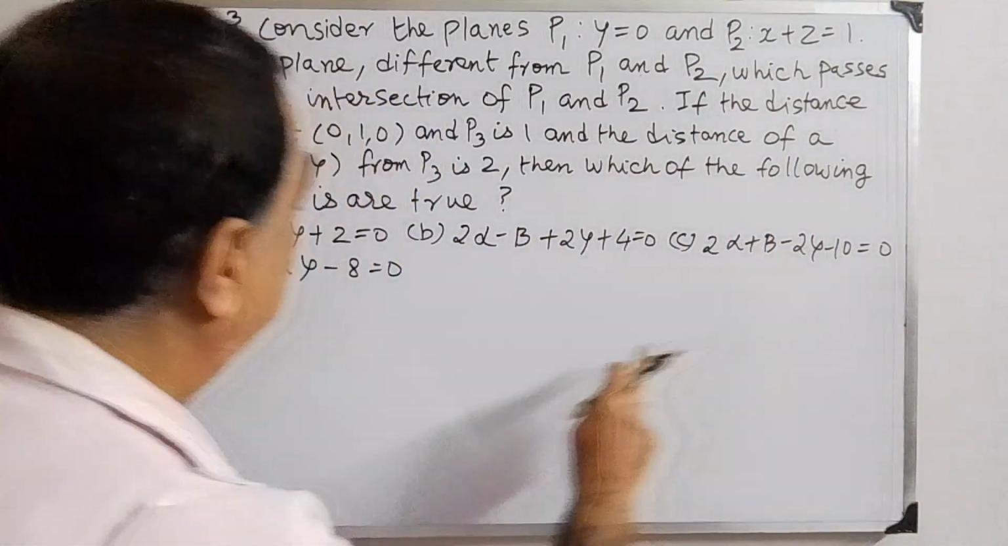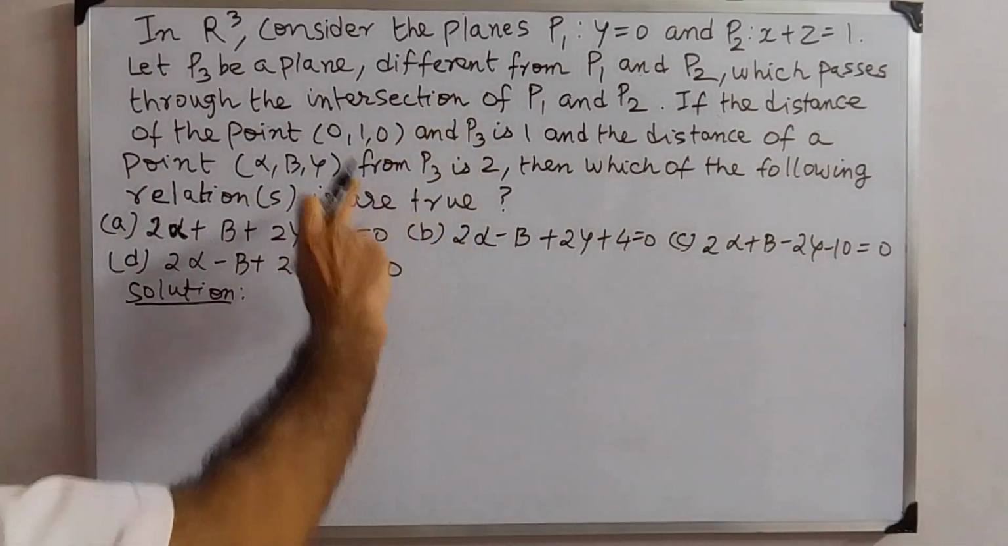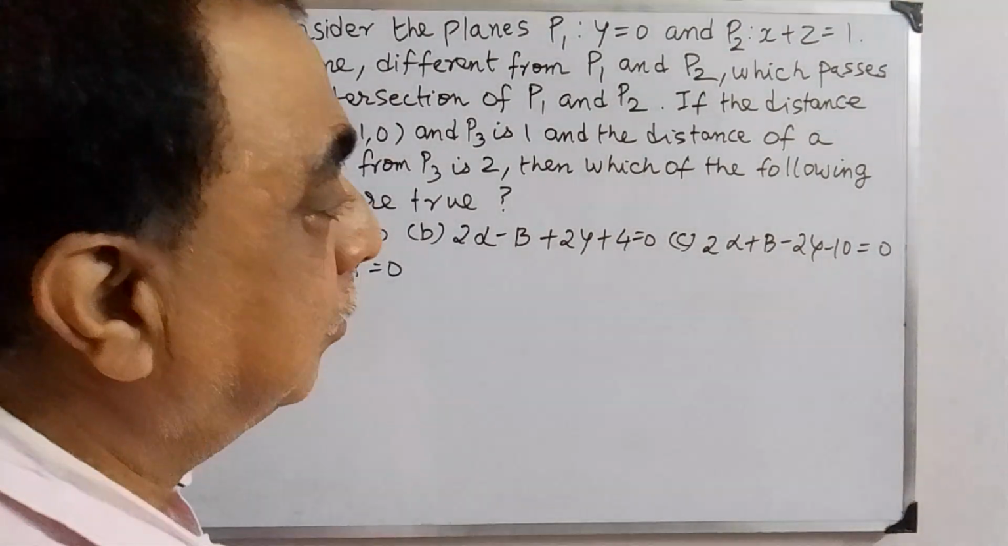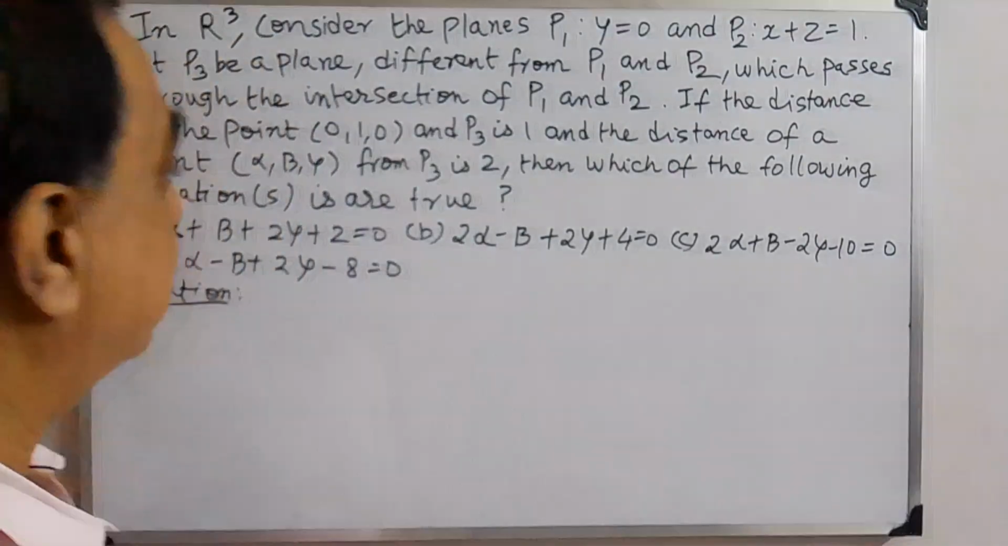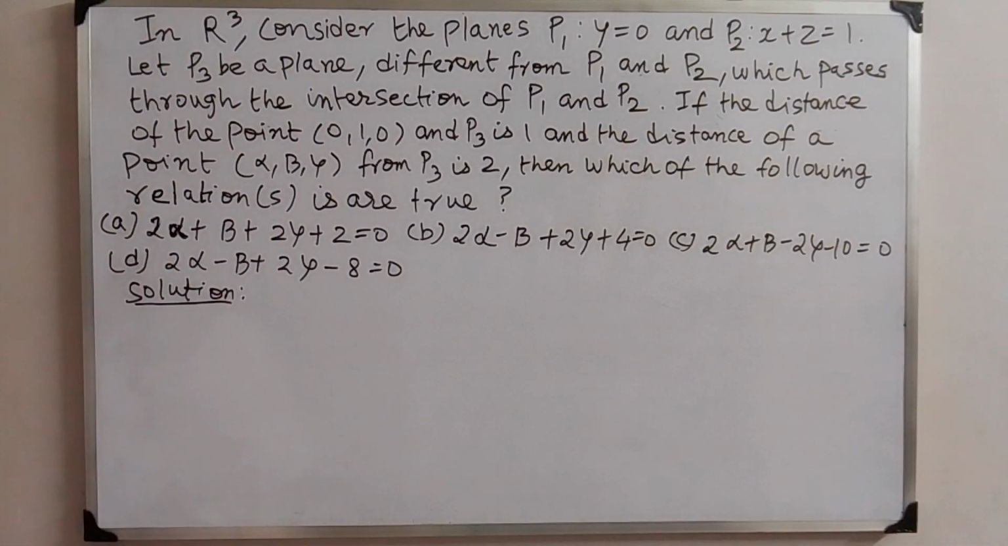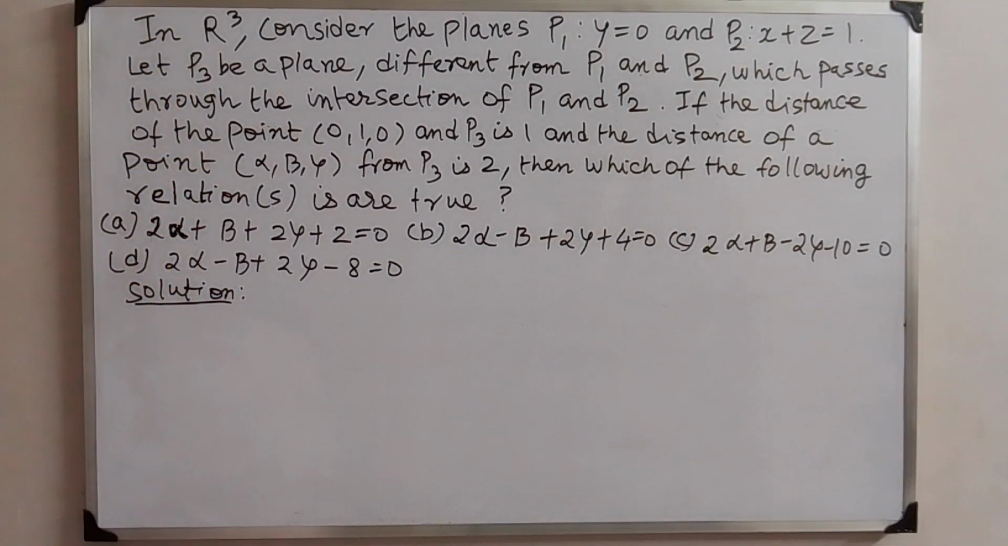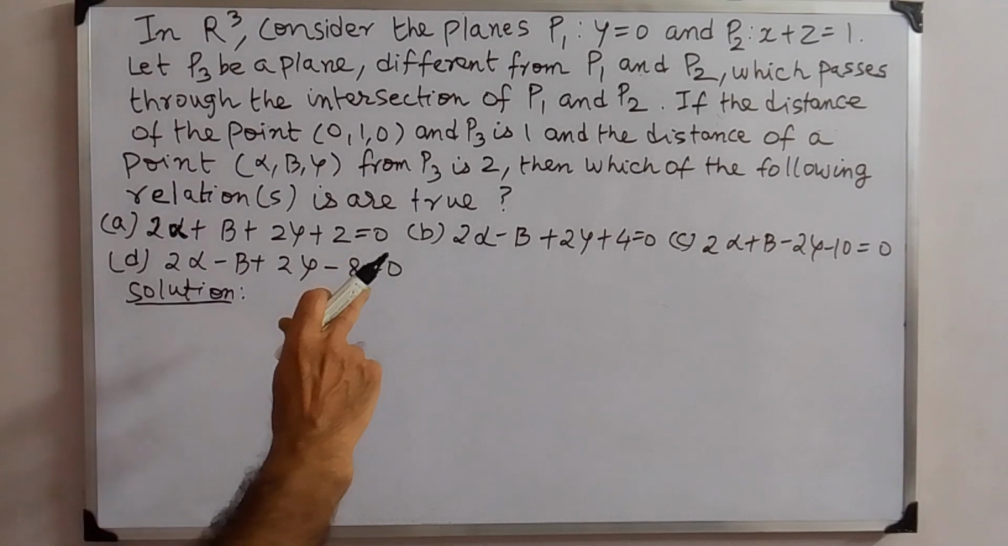Out of these 4 options, there may be more than one correct answer. So we have to find all the correct options from the given options. Now let us start the sum. So what is it saying?